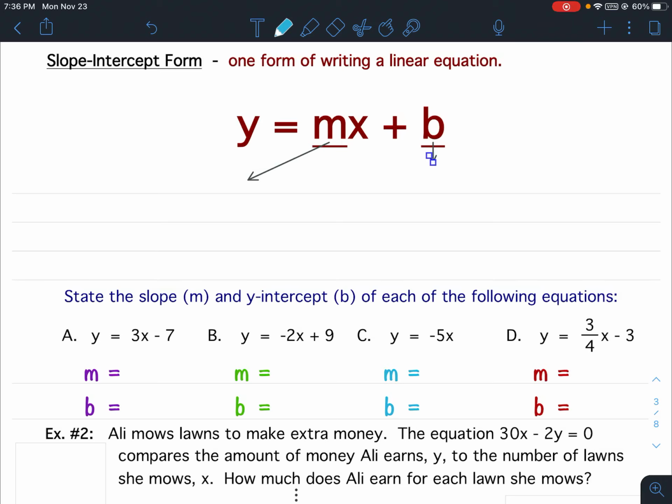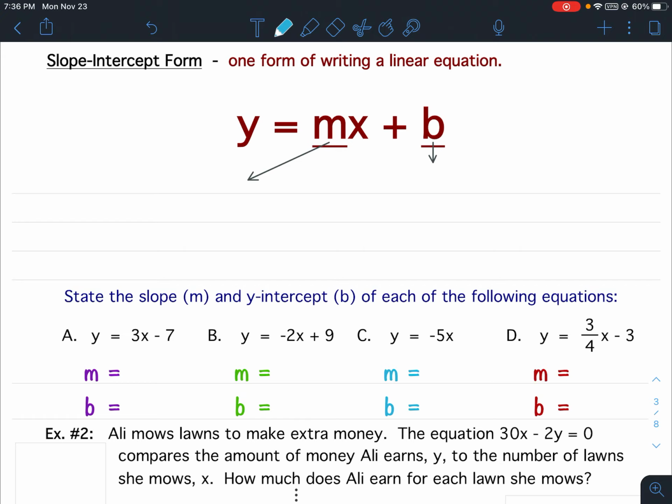Slope-intercept form. Slope-intercept form is one form of writing a linear equation. Remember, linear equations, when graphed, give you a line. And slope-intercept form is the most common way that we will write an equation. It's very beneficial. There's a lot of information given when an equation is written in slope-intercept form.